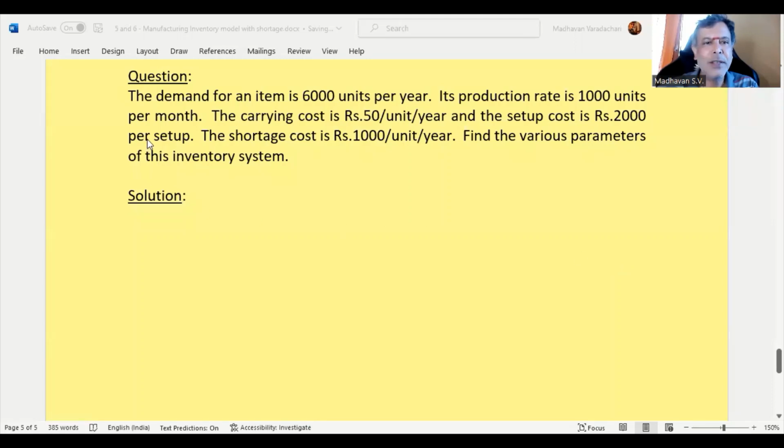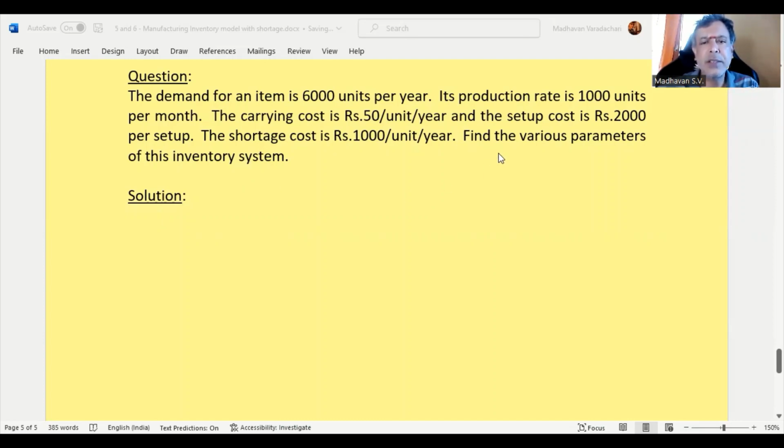This question says the demand for an item is 6,000 units per year. Its production rate is 1,000 units per month. The carrying cost is rupees 50 per unit per year, and the setup cost is rupees 2,000 per setup. The shortage cost is rupees 1,000 per unit per year. Find the various parameters of this system.